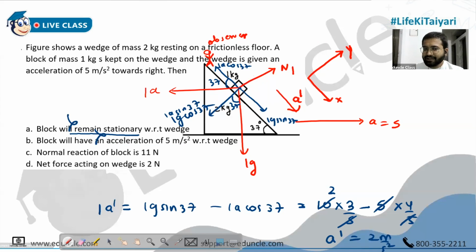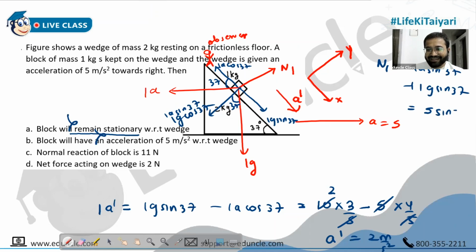Now after this, similarly, is it oscillating up and down? It's not oscillating up and down, no? So total up will be equal to total down. So normal reaction N1 is equal to what? 1a sin 37 plus 1g cos 37, that's it. The thing is, we thought that a is an unknown, but no, a is not an unknown. A is given to us, 5.